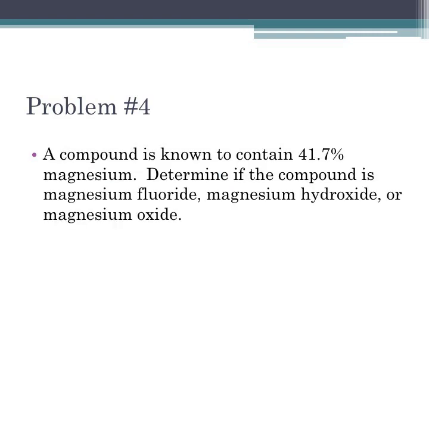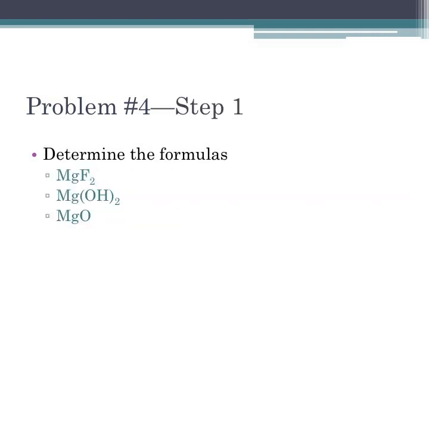And our fourth problem, a compound is known to contain 41.7% magnesium. Determine if the compound is magnesium fluoride, magnesium hydroxide, or magnesium oxide. So, again, step 1, you got it, write your formulas. Magnesium fluoride is MgF2, magnesium hydroxide is Mg(OH)2, and magnesium oxide is MgO. Remember, magnesium has a charge of 2 positive? So think about that with each of those.